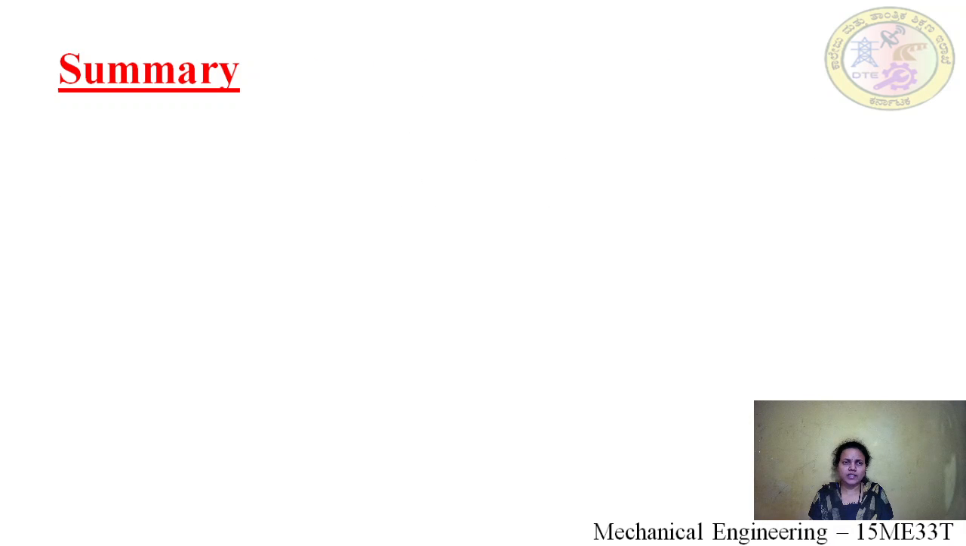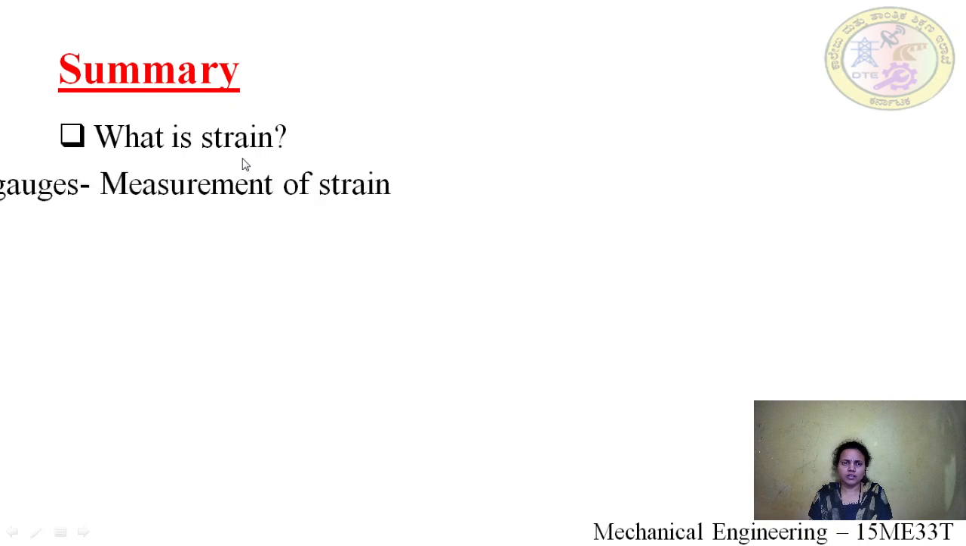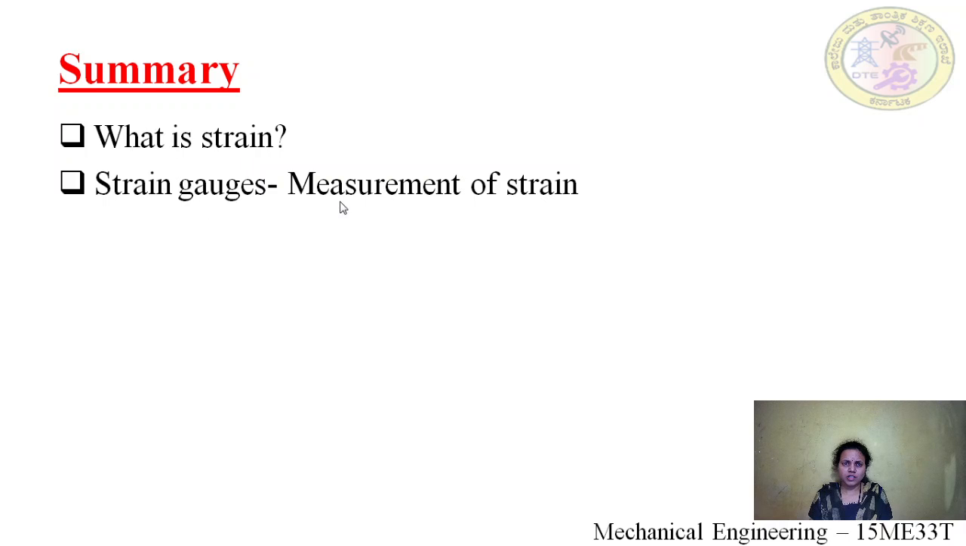Now we shall summarize the topics. First thing we saw, strain. What is strain? It is how much an object is deformed. That we call strain. Strain gauges are used for measurement of strain.